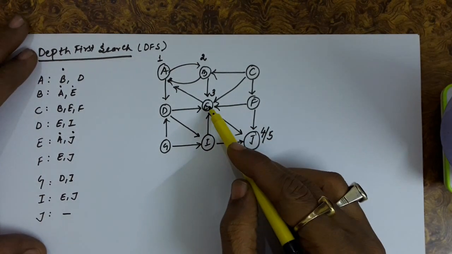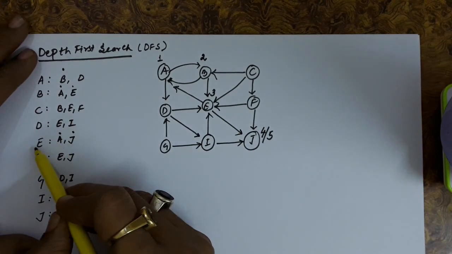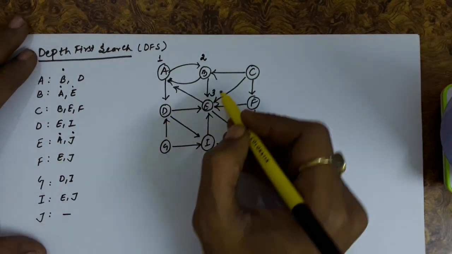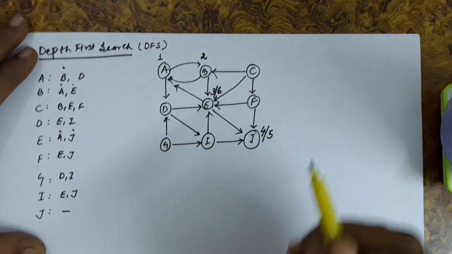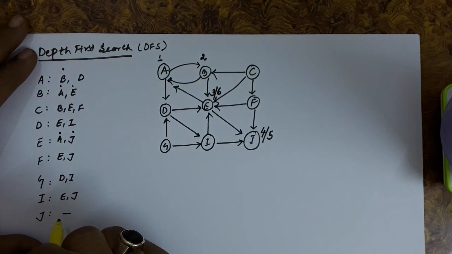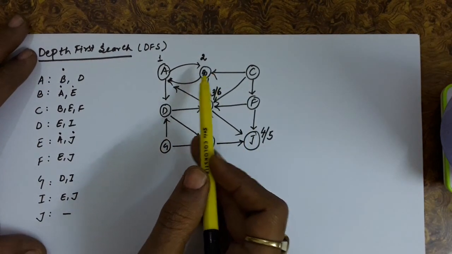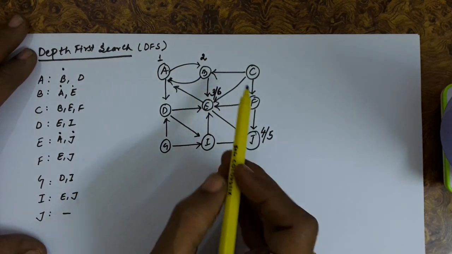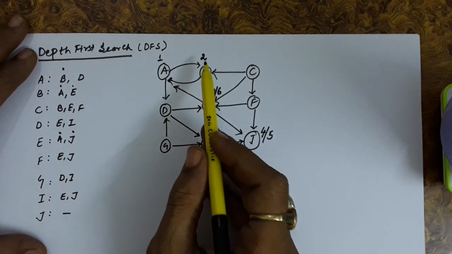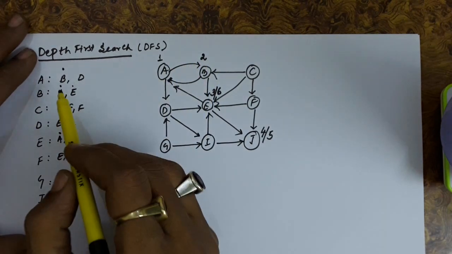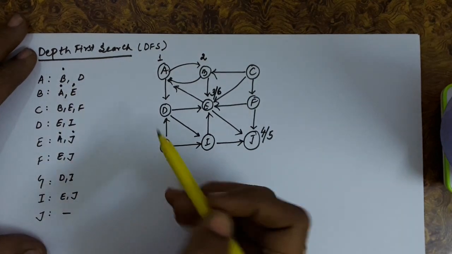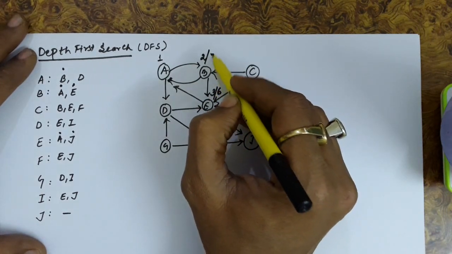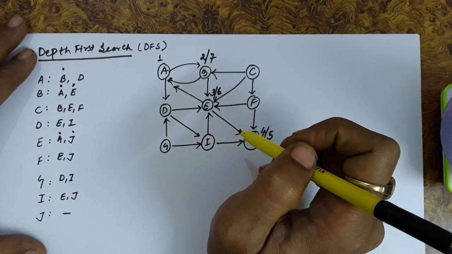Now this J was called from E, so let's go back to E. We have seen all the connections from E, so let's finish E also at 6. Fine. So when we are starting, we give one more time than the previous one, and when we are finishing, we also assign one more time than the previous one. This E was called from B. So let's see the connections from B. A and E, both of these we have seen, so we can finish B. This will be finished at 7.